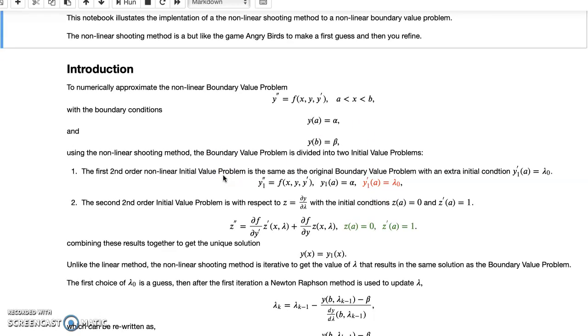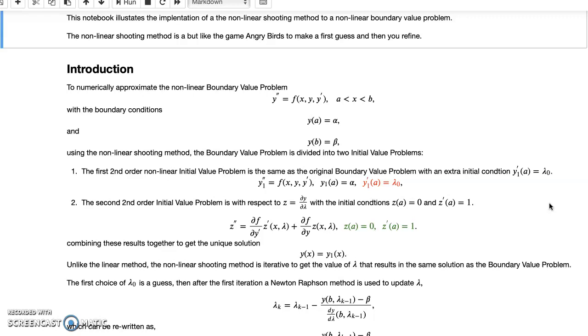Identical to the linear case, the first second order initial value problem is the same as the one we had, except we have a new initial condition. Unlike the linear case, this lambda 0 is a guess. This lambda 0 is our initial direction, our initial angle almost, you think of it. It's the initial velocity of the movement.